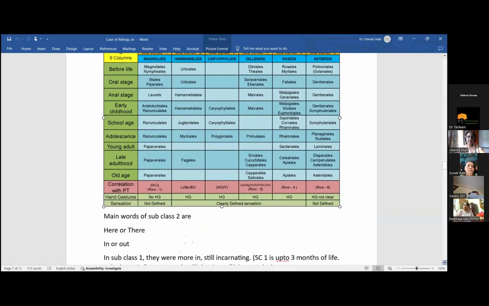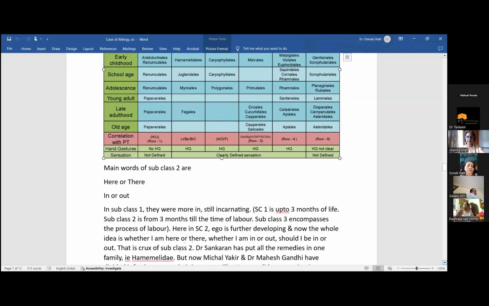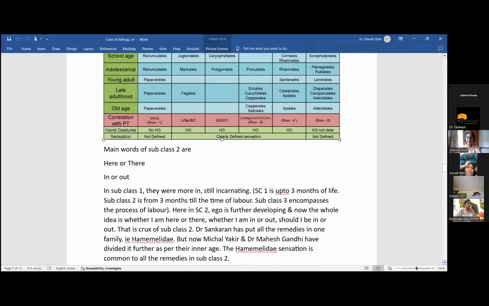So what are the main words here? Here or there? In subclass 1, they are still incarnating. Subclass 1 is up to 3 months of life, and subclass 2 is from 3 months till the time of labor. And subclass 3 is about the process of labor. So let us talk more about subclass 2.